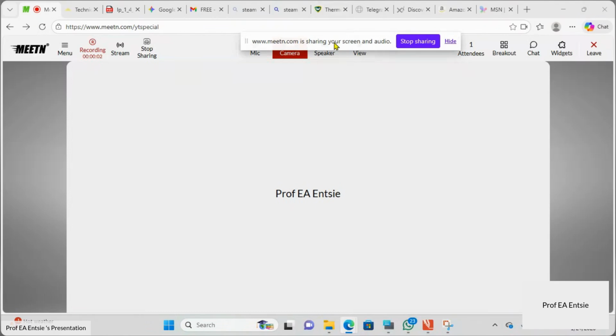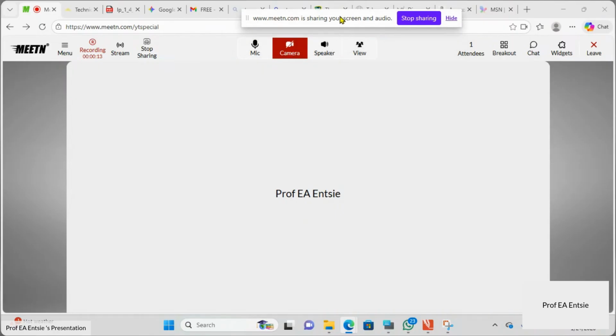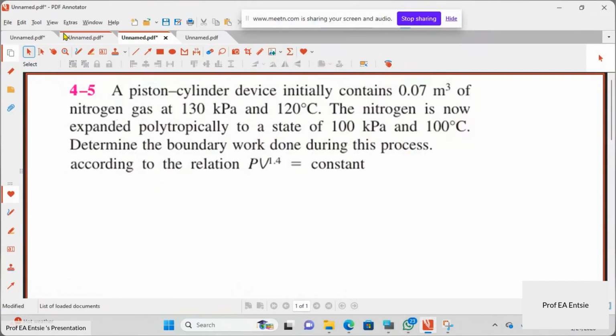Alright, so this is the last example we are doing on polytropic process. We've not even done an example on it, so this is an opportunity for you to grab whatever I said in our previous lecture. So this is what I said.